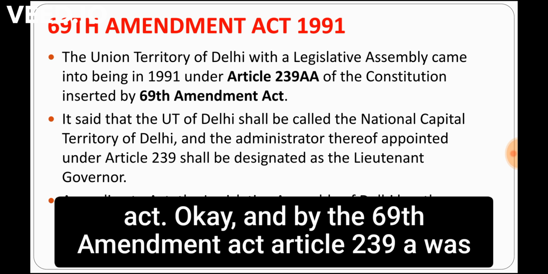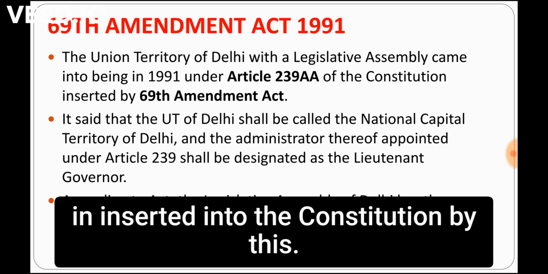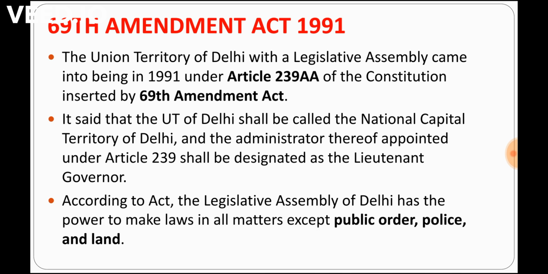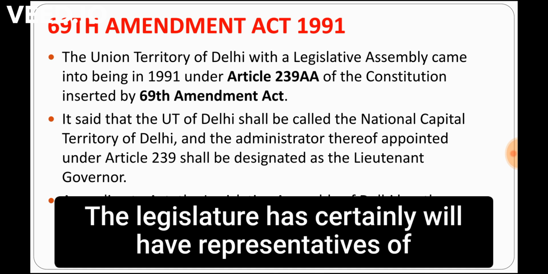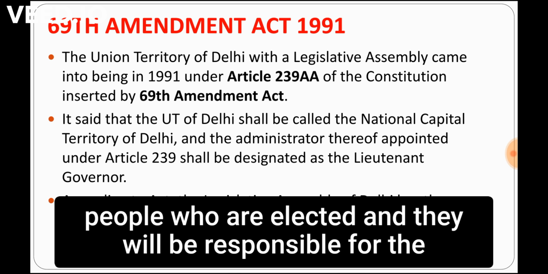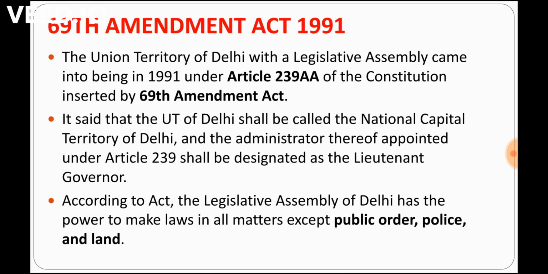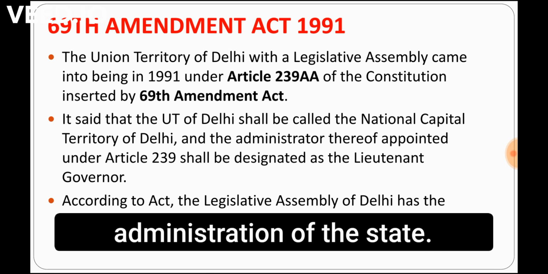By the 69th Amendment Act, Article 239AA was inserted into the Constitution. By this, a legislative assembly was created for Delhi. The legislative assembly will have elected representatives of the people, and they will be responsible for the administration of the state.